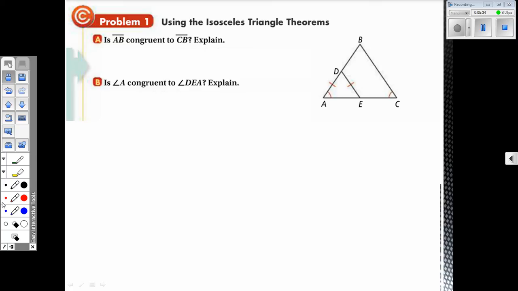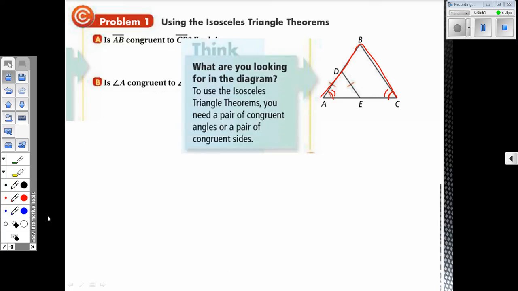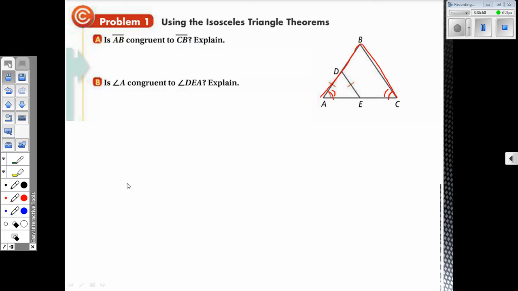Okay, so is AB congruent to CB? Yes. Why? Good. The base angles are congruent, so the sides opposite are congruent, right? So we're going to use the isosceles triangle theorem and the converse. And so you're either going to look for a pair of angles or a pair of sides. Okay, in this case we have a pair of angles, so that means the sides are congruent by the converse of the isosceles triangle theorem, right? Yeah?